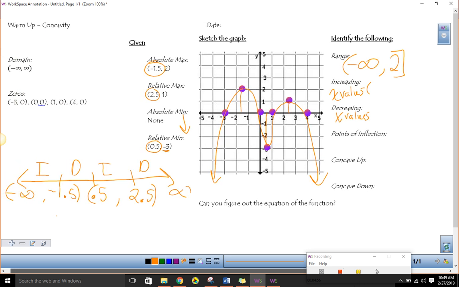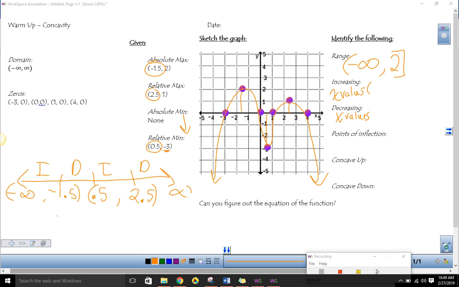And these are always soft brackets because at the tops and the bottoms, you're not increasing or decreasing at those points. So I'm increasing from negative infinity to negative 1.5, union 0.5 to 2.5. And then the decreasing is from negative 1.5 to 0.5 and 2.5 to infinity.